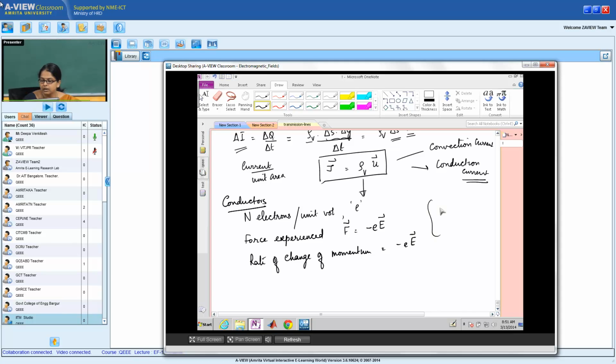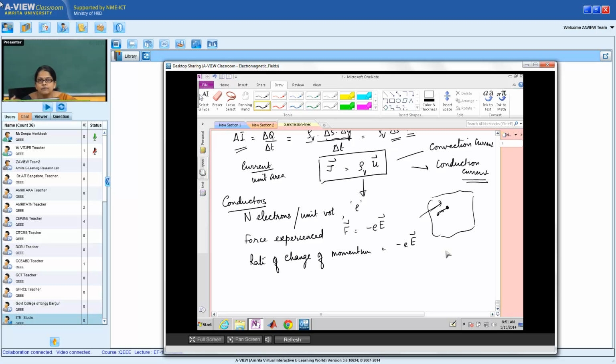And why would the momentum change? If I consider this as a solid, you have an electric field. In the direction of the electric field, the free electrons would start moving, but they are able to move only up to a certain distance, after which they start colliding with other electrons. So there is a rate of change of momentum, there is an initial velocity and a final velocity.